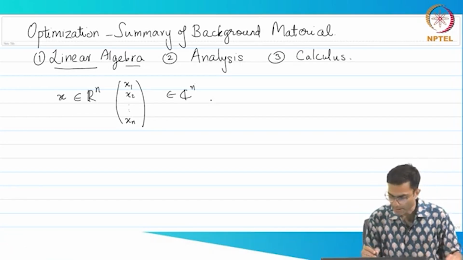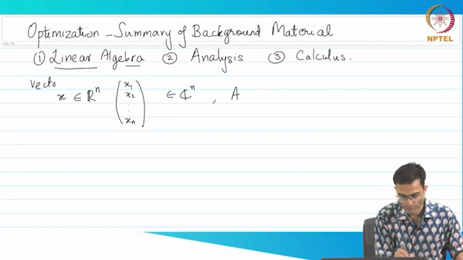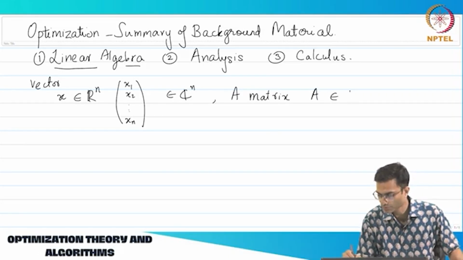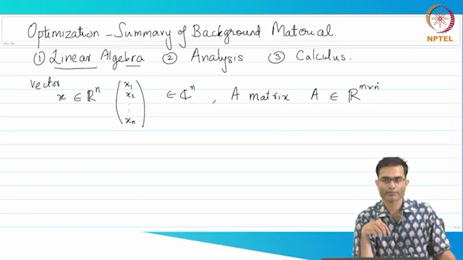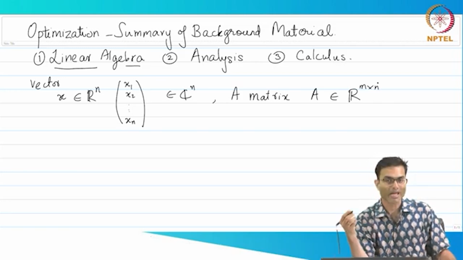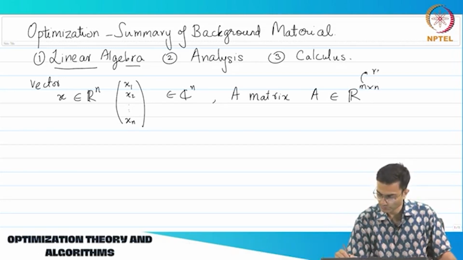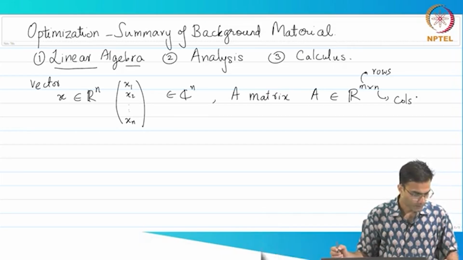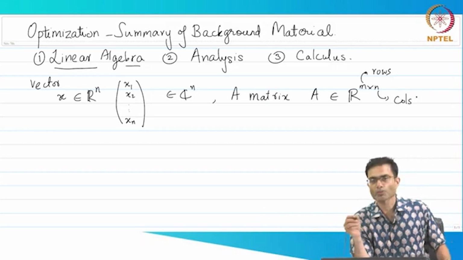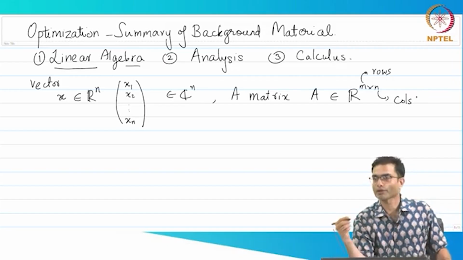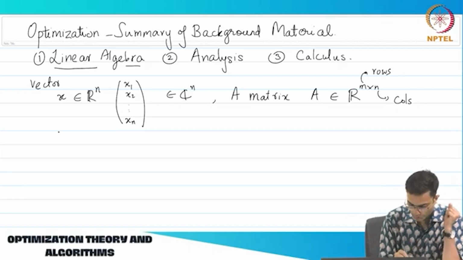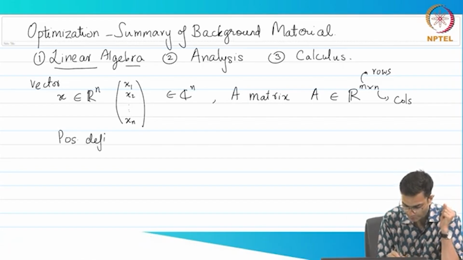Okay. A matrix. So this was a vector. A matrix, on the other hand, how do I represent? So I will write something like A belongs to R m by n, right? So when I write this, it should tell you that I have m rows and n columns, right? That's the usual convention. Okay. All right. Now there is one particular type of matrix that we will come across very often in this course. I will mention it over here, which is a positive definite matrix.